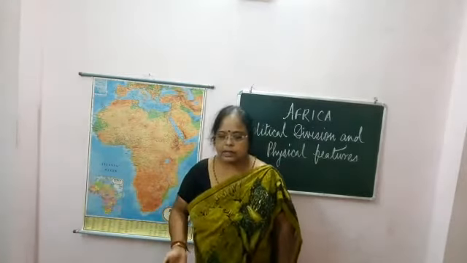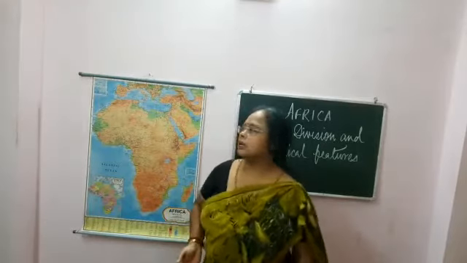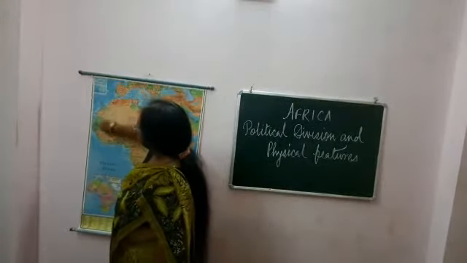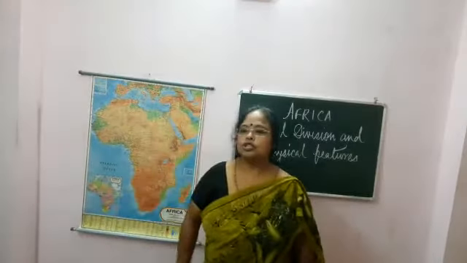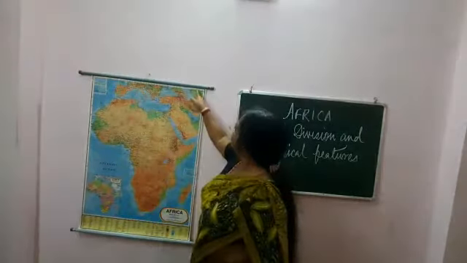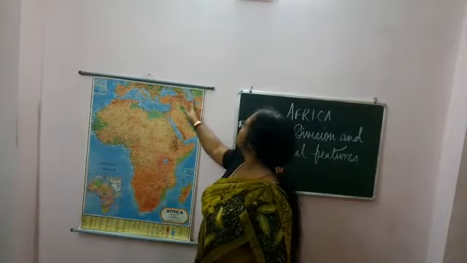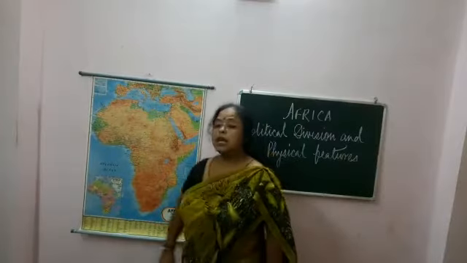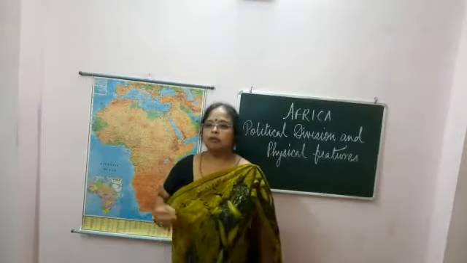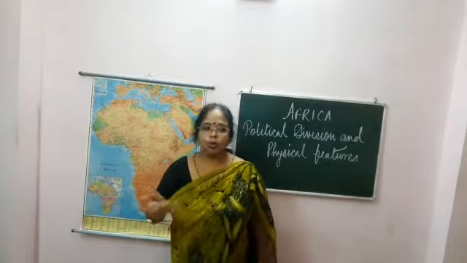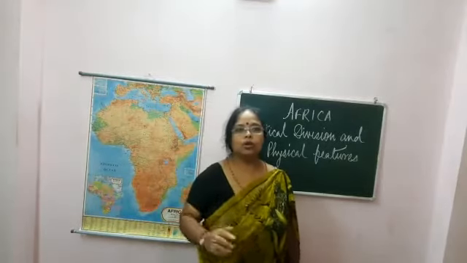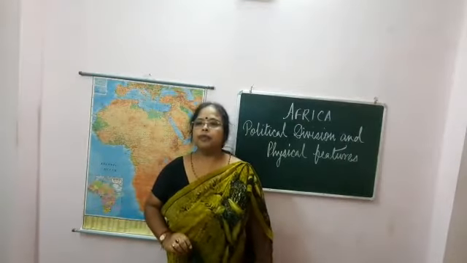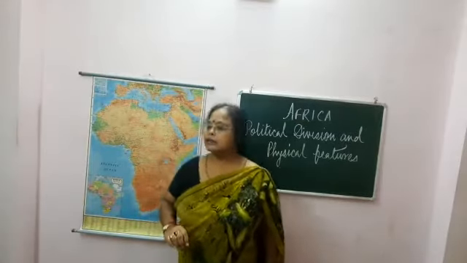And the longitudinal extension is what? It is from 17 degree west longitude on this side to 51 degree east longitude on this side. That's why we have seen that Africa lies in all the hemispheres: north, south, east, west.